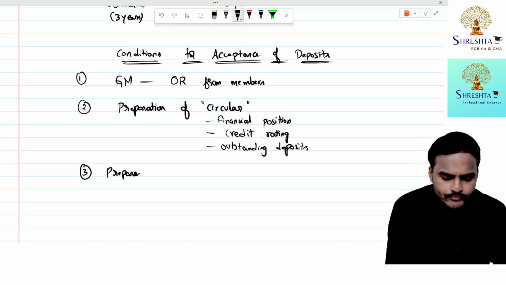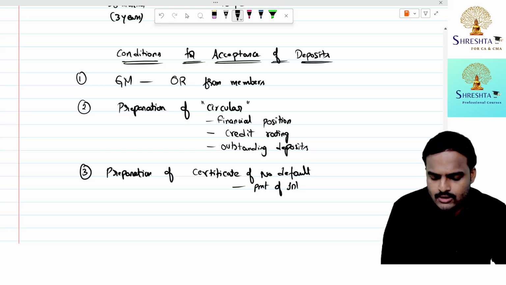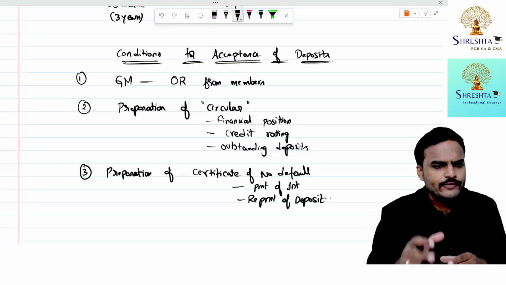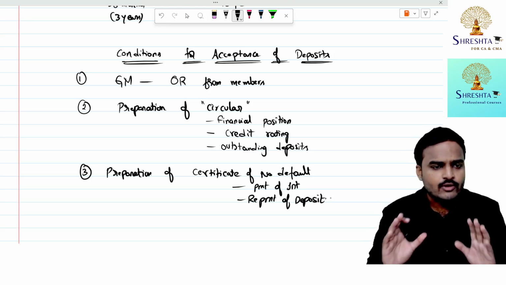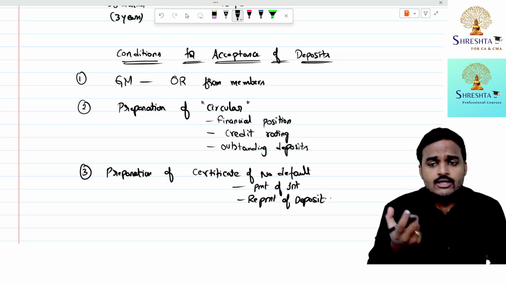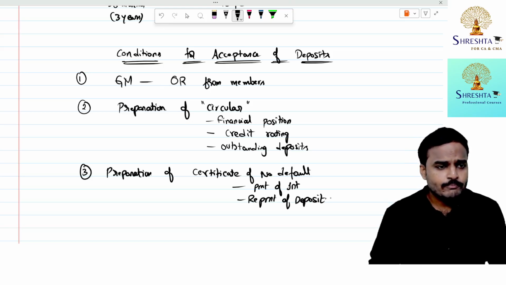Next one, preparation of a certificate of no default, with respect to payment of interest and with respect to repayment of deposit amount. Sir, in the last 5 years the company committed no default with respect to payment of interest on deposits or repayment of the deposits' principal amount. Like that, the company is required to prepare a certificate, and that certificate should be certified by the company auditor. Understood? So this document the company is required to prepare.